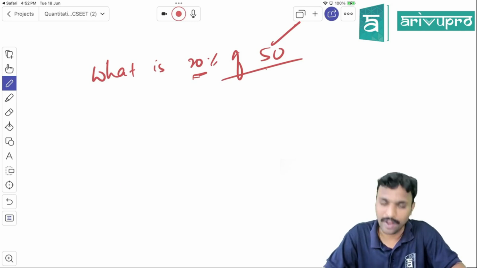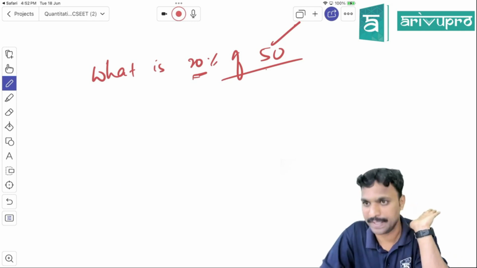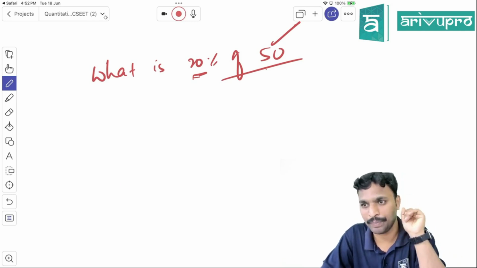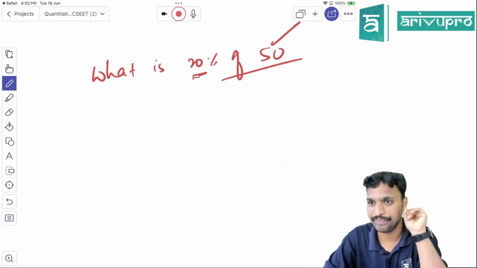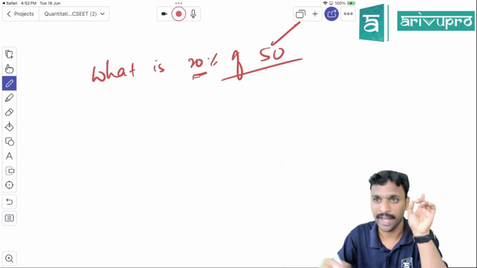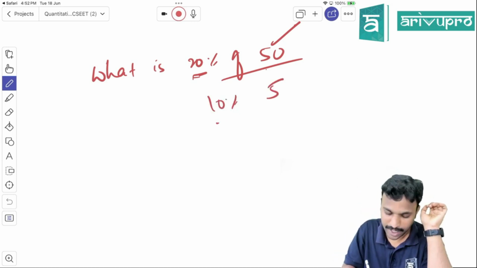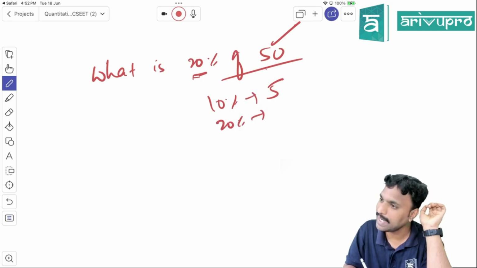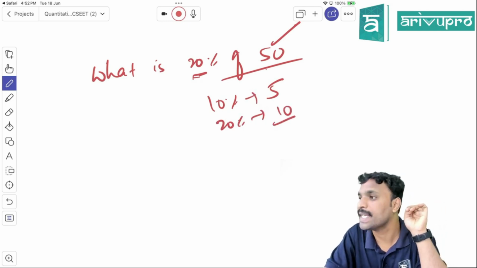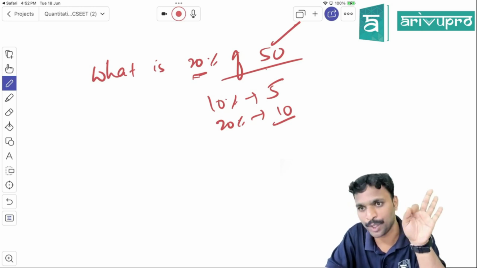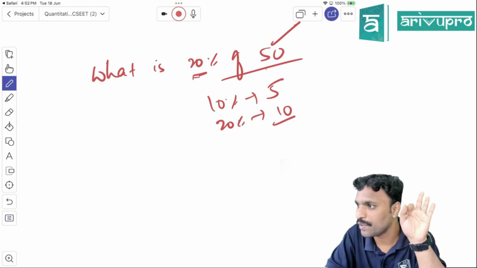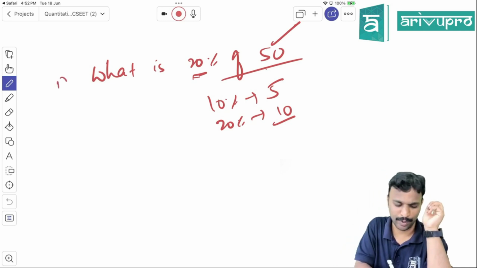Now, first of all, you know how to find 10%. 10% means remove one 0 from what? 50. Remove one 0 from 50. You get 10% is nothing but 5. Now 20% means what? Double of that, which is 10. So 20% of 50 is 10. Let me give you one more example.